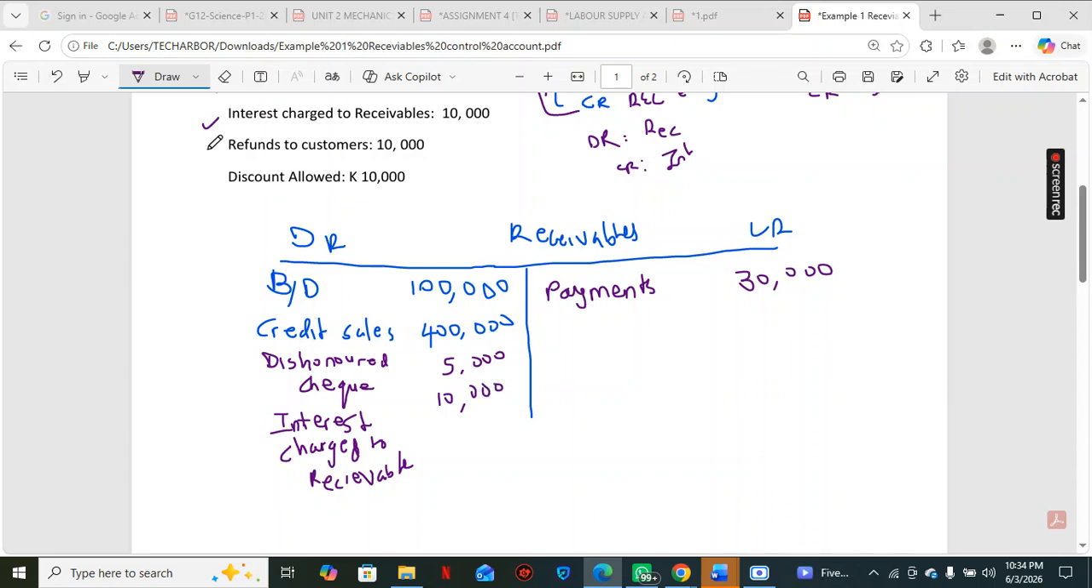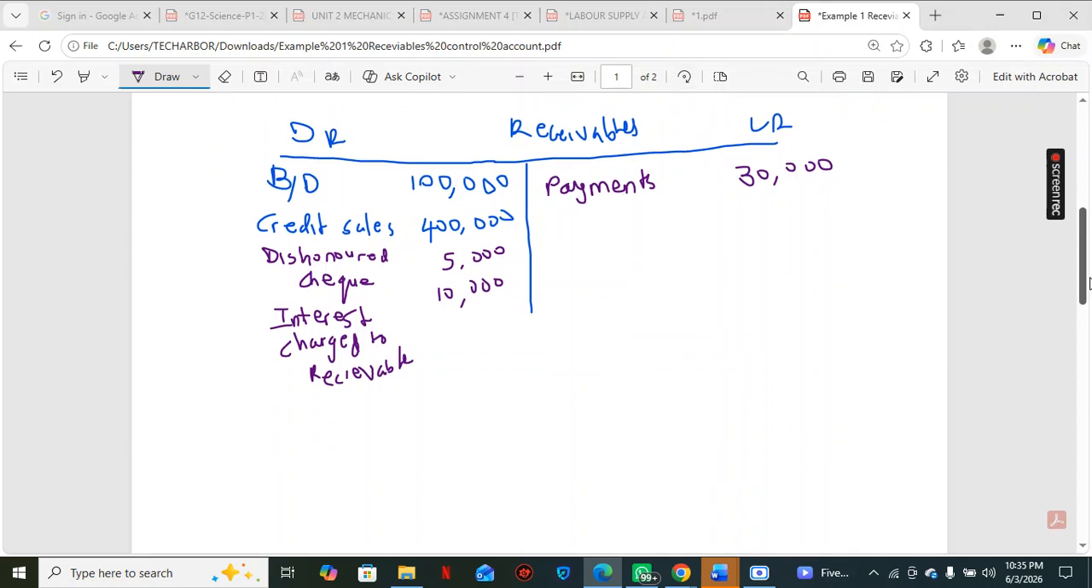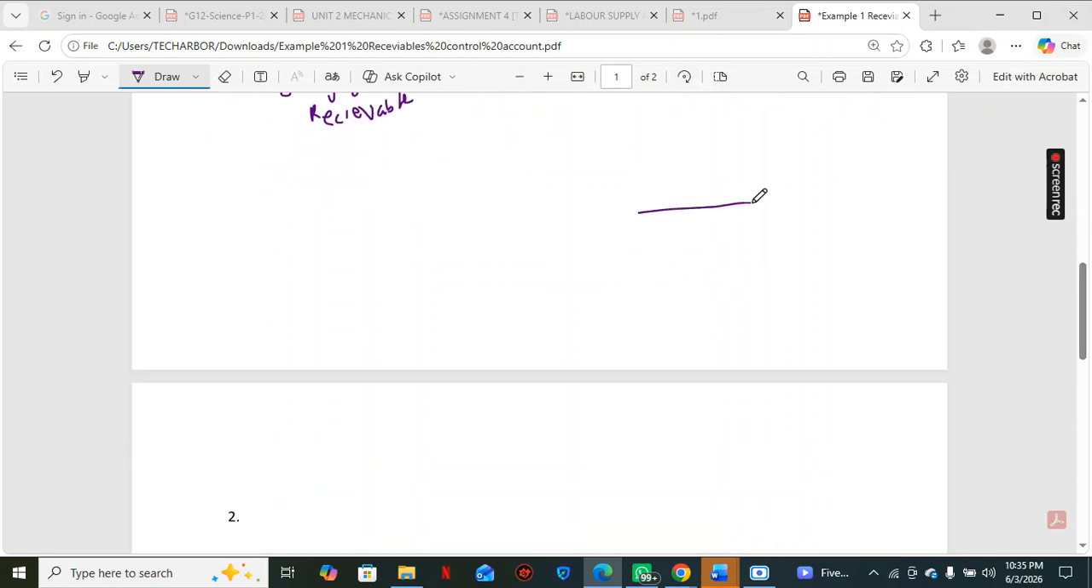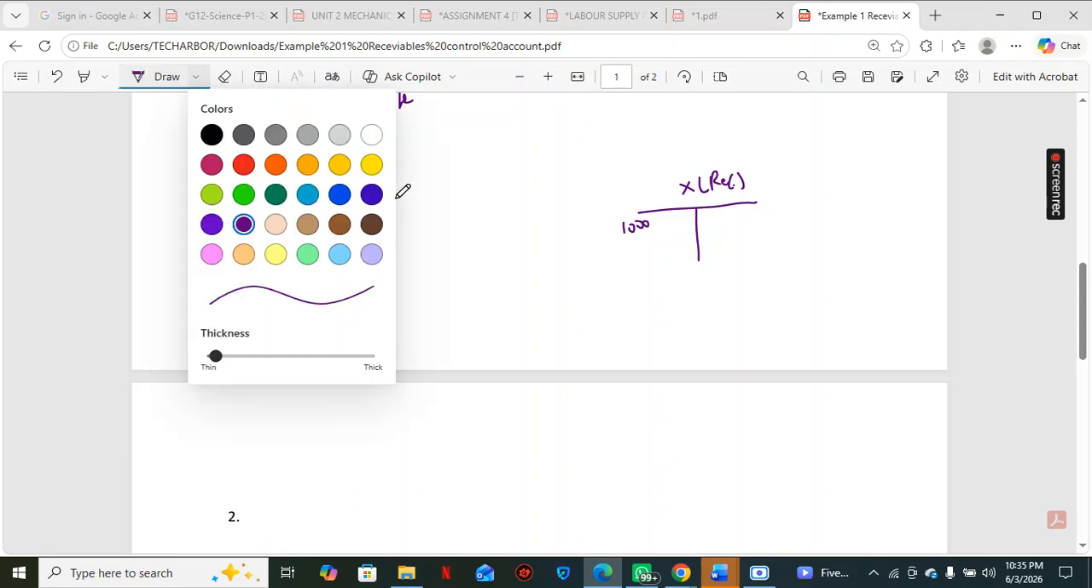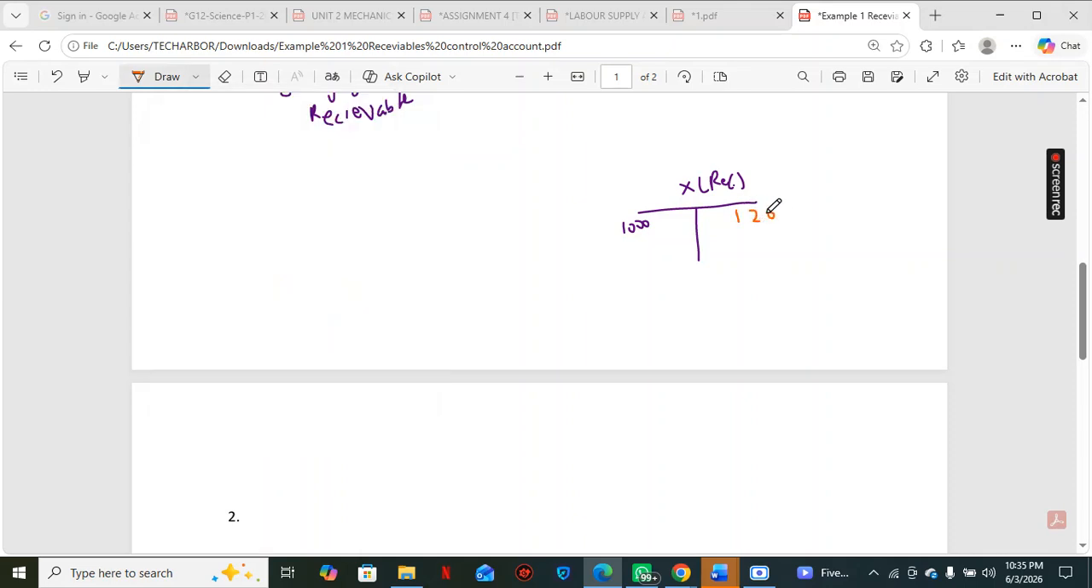Okay. Now we've got refunds to customers. Now this one is a special case. Let me just illustrate this. So for example, let's say you have customer X. Customer X is a receivable. And customer X is owing you 1,000 kwacha. But then when it's time to pay, they come and pay you 1,200 kwacha. This means customer X has overpaid you. He's overpaid you by how much?